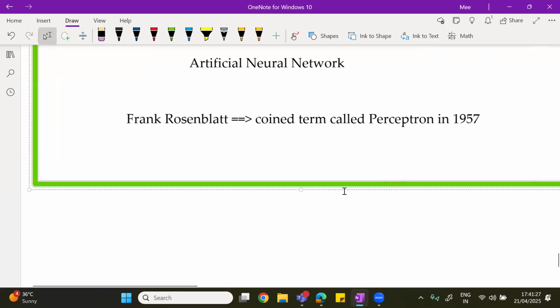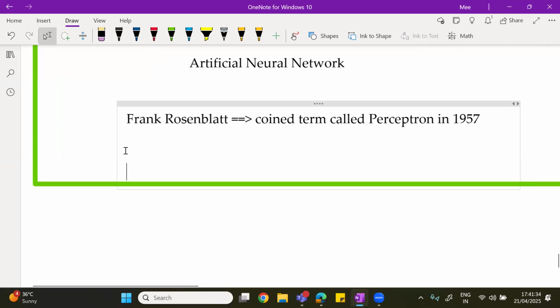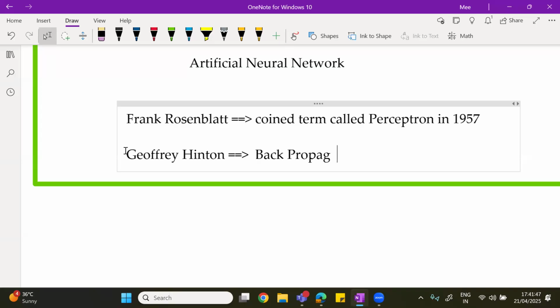Then there was a gentleman named Geoffrey Hinton. Now he introduced something called back propagation. We can't go into all of this now, and you will not understand it also. Back propagation is a new concept in the year 2006.